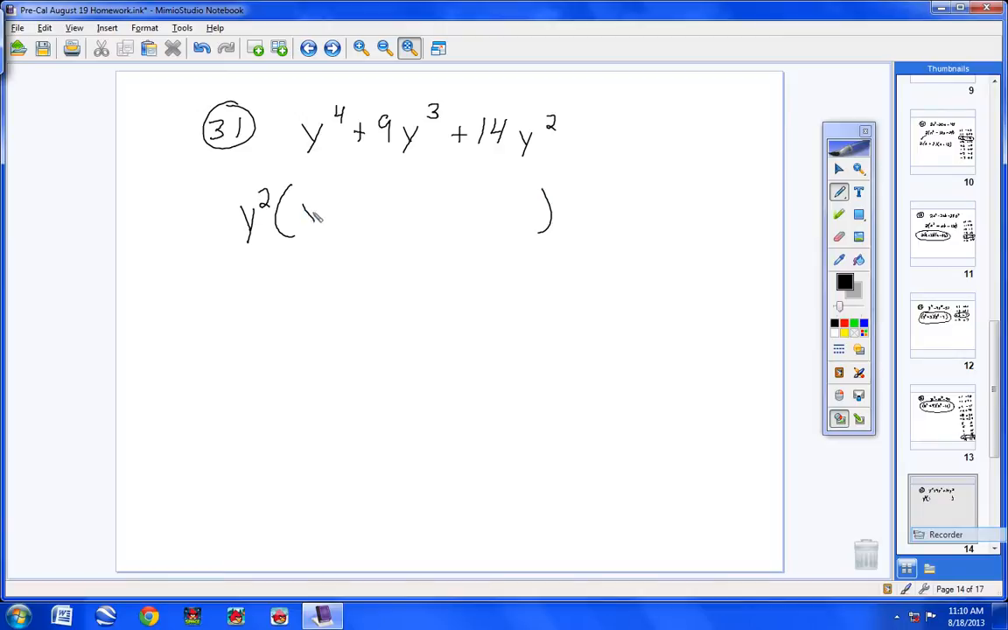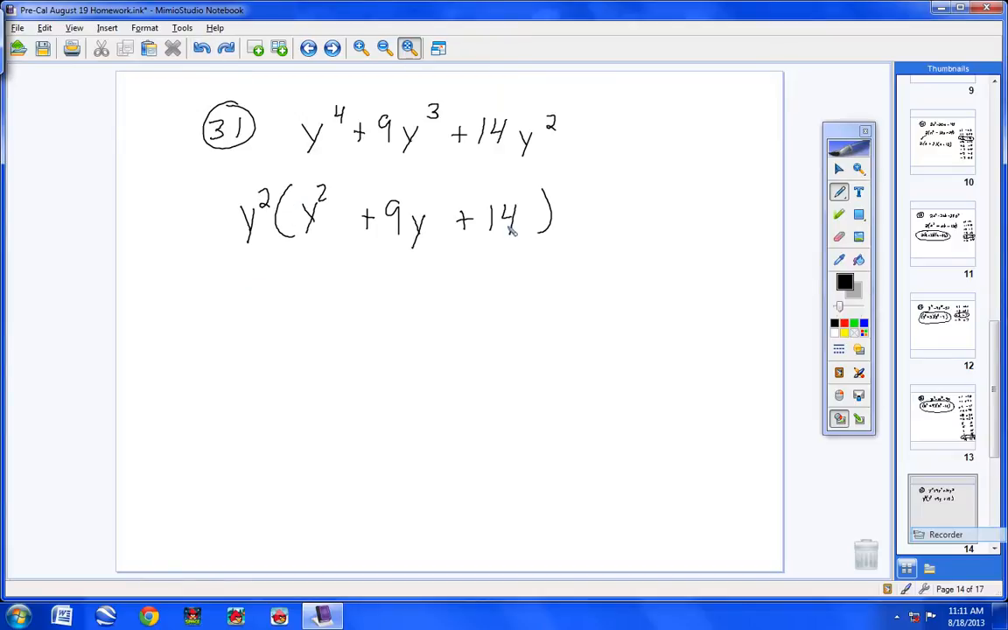Y squared times y squared would give you y to the 4th. Y squared times 9y. Think about that. Y squared times 9y would be 9y cubed. And then y squared times 14. If you took y squared times 14, you would get 14y squared. All right. Now, look what you're left over with on the inside. A trinomial with a lead coefficient of 1.